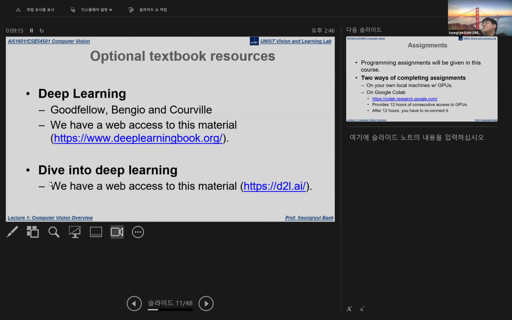And this is an optional textbook. You don't have to buy that. Also, their online material is already available in these links. So you can follow this link and see their materials. To be honest, if you understand all the material from my slides, these books are not required. But if you have time and want to study more, then I recommend you read these books. And you don't have to buy them because the online link is already available.